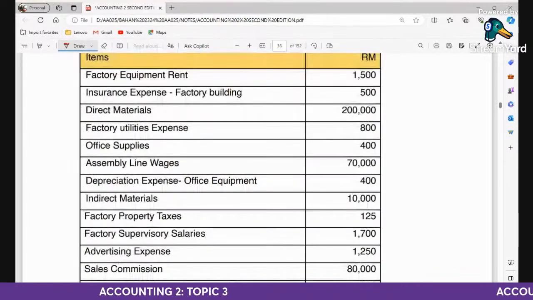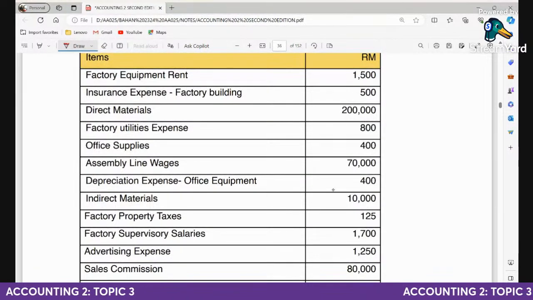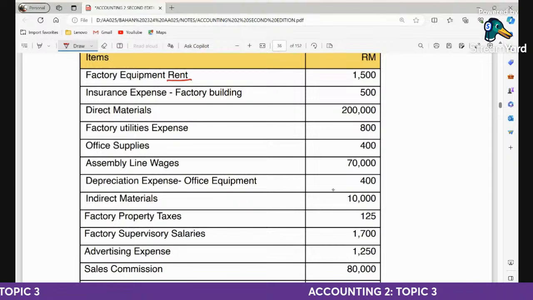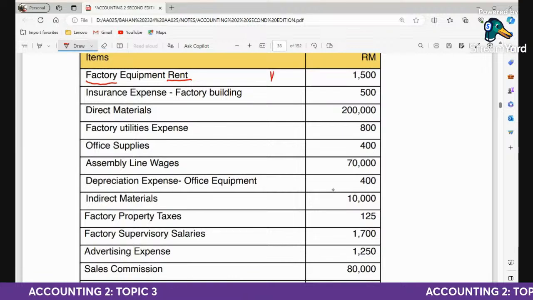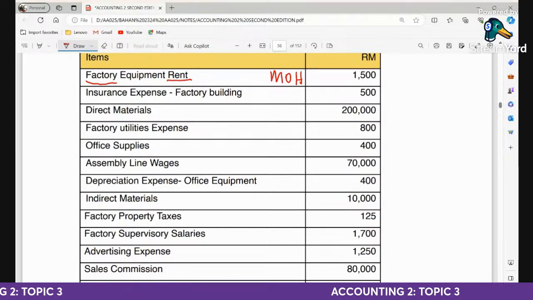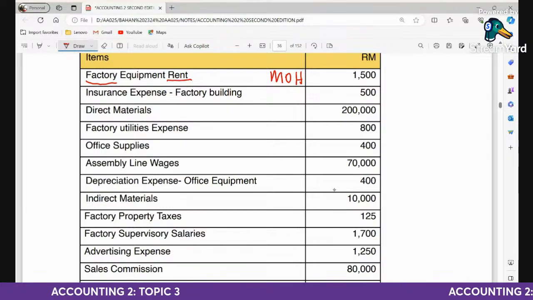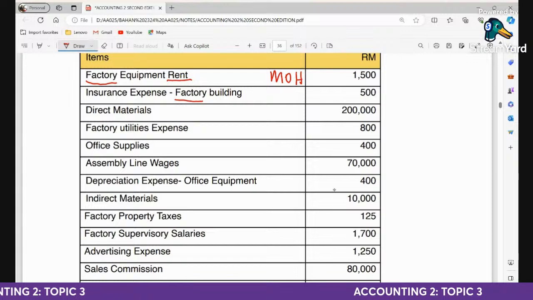Okay, we go through one by one. Okay, this is rent. And it's factory equipment rent. So it happens in the factory. So this is actually MOH, right? Okay, second one, we have insurance expense. Untuk apa? Insurance expense ni untuk factory building. So this is also MOH.